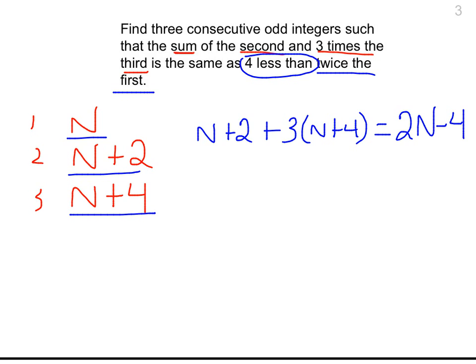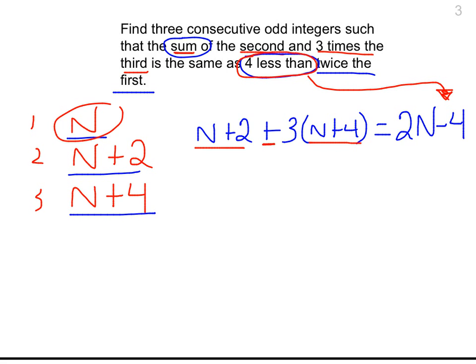Okay, so I hope everyone understands how I set that up. Remember, the sum of the second and 3 times the third means we have to add them together. So here's the second again, n plus 2. And then I'm going to add it. There's my summing. And then 3 times the third. Here's my third, and I've got to do distributing before I can add them together. And then over here, 4 less than. Remember, those less thans have to go after. If you don't put them after, you'll be making a mistake. Twice the first means 2 times the first number, and then minus 4.